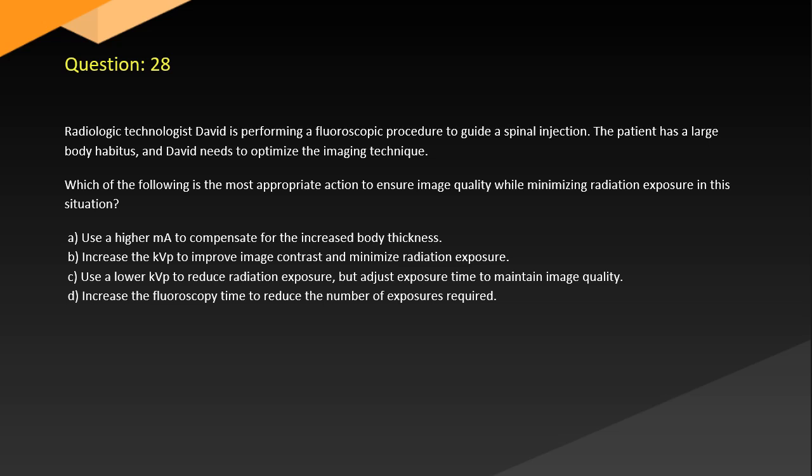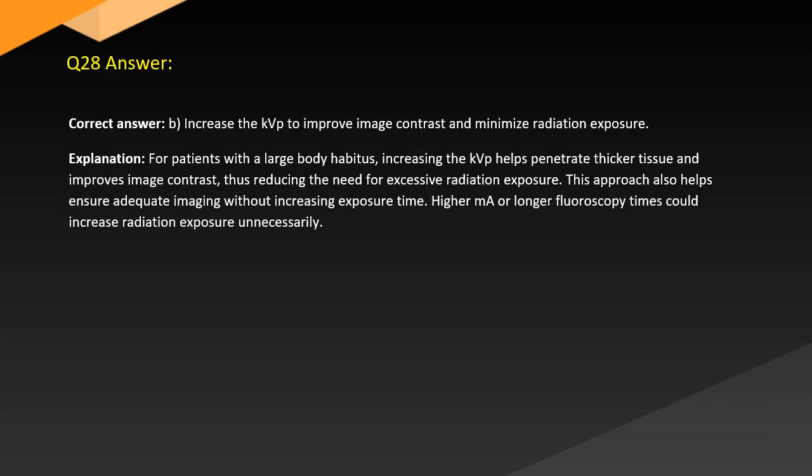A. Use a higher mA to compensate for the increased body thickness. B. Increase the kVp to improve image contrast and minimize radiation exposure. C. Use a lower kVp to reduce radiation exposure but adjust exposure time to maintain image quality. D. Increase the fluoroscopy time to reduce the number of exposures required.